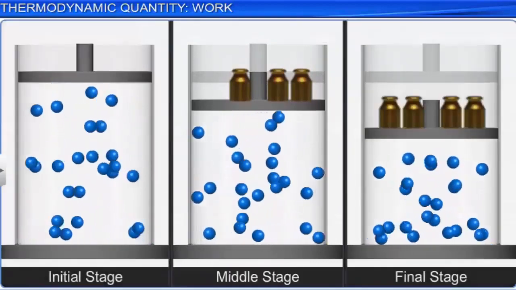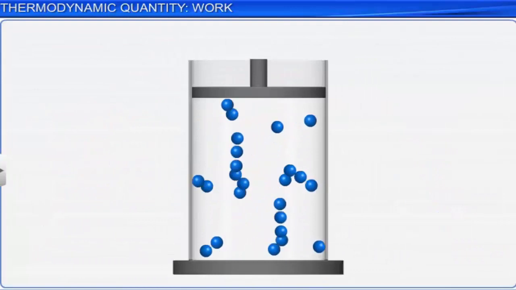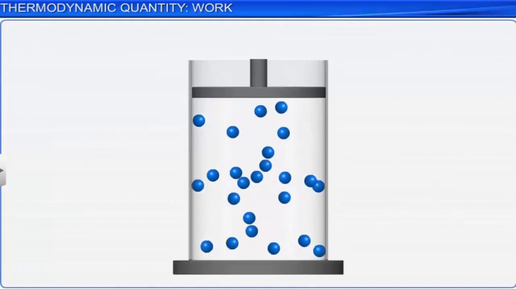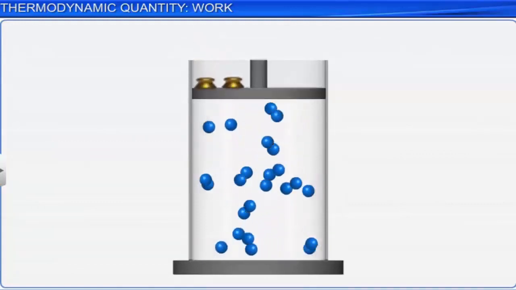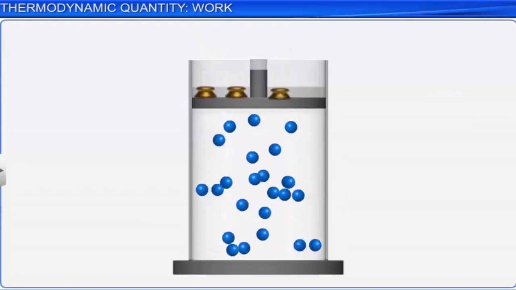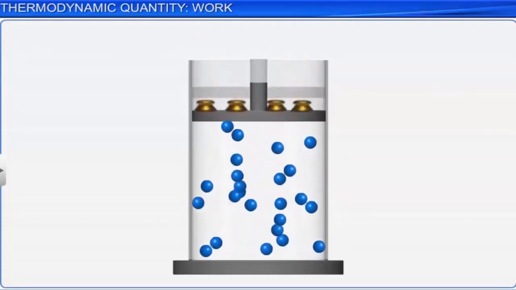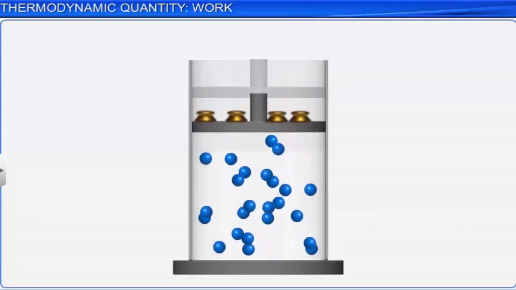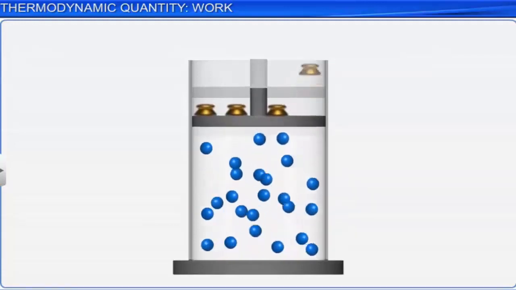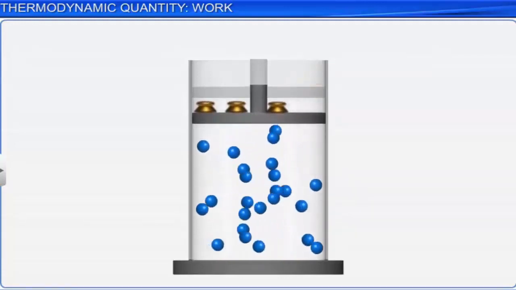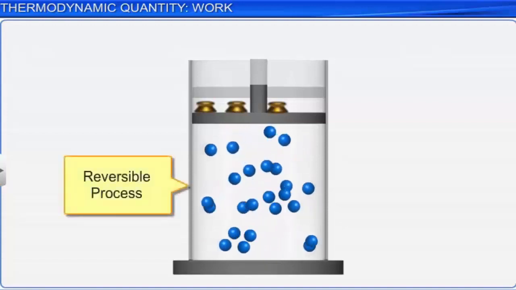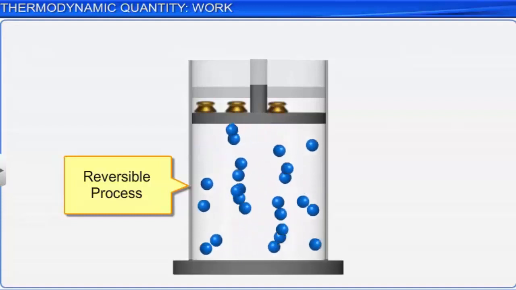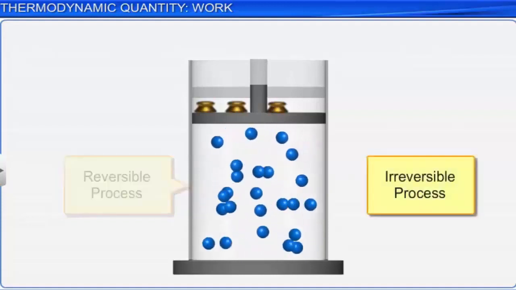To understand this, let's assume that there is a cylinder with a frictionless piston. Now, let's place few grains of sand above the piston and allow the gas to compress by adding 1 grain of sand at a time. Here, the process is so slow that it can be easily reversed by removing 1 grain of sand at any time. This is known as reversible process. Processes which are not reversible are known as irreversible processes.